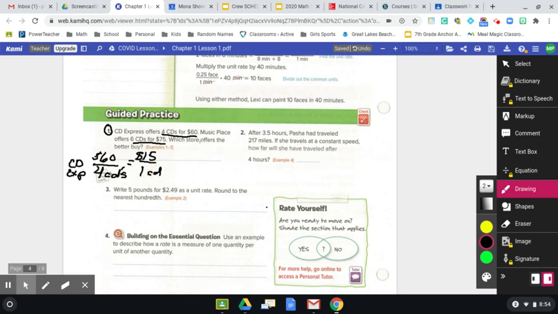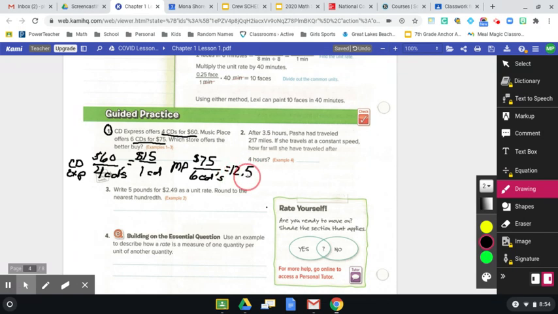Now we're going to compare that to Music Place. So I'm going to put MP. And now they have a deal where it's $75 for 6. So we're looking to see if they have a better deal. Music Place has a better deal for 1. So we're going to set that up. Money divided by quantity, 75 divided by 6. You see 12.5 on your calculator screen.